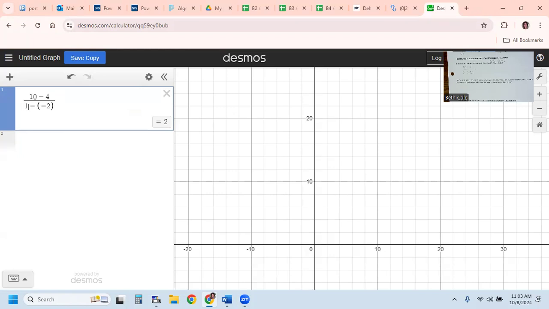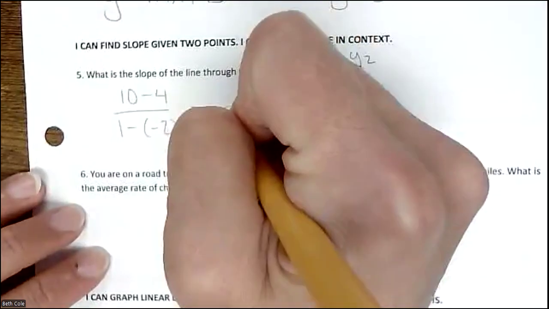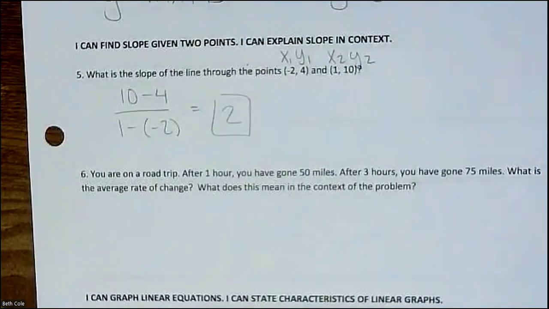Do I have it typed right now? I was trying to do it too quick. 10 minus 4 over 1 minus negative 2. There we go. What's our answer? 2. Good. Typing it correctly is important. 2 is our answer. All right, so you're going to just pick up where we are, okay?